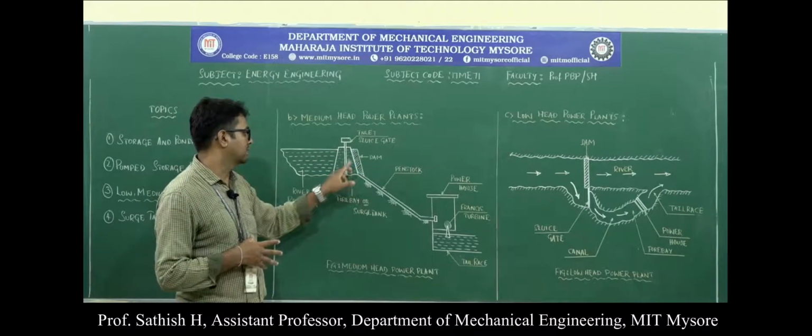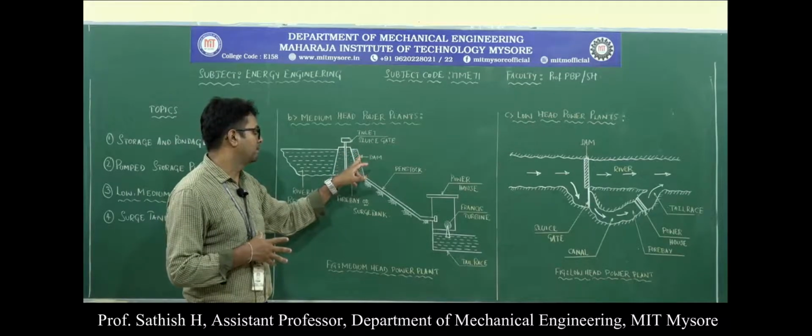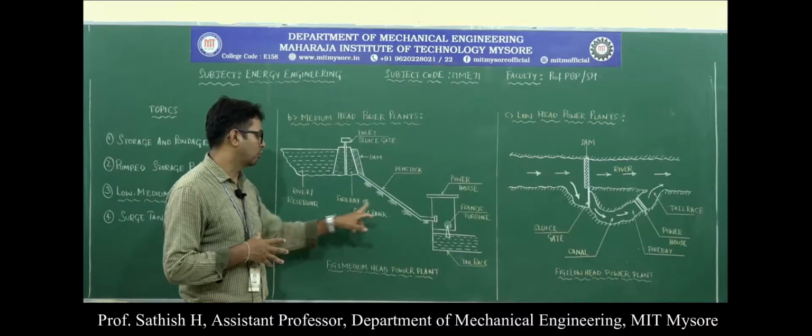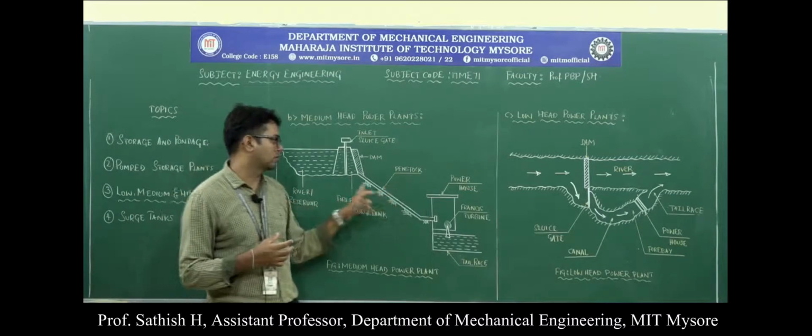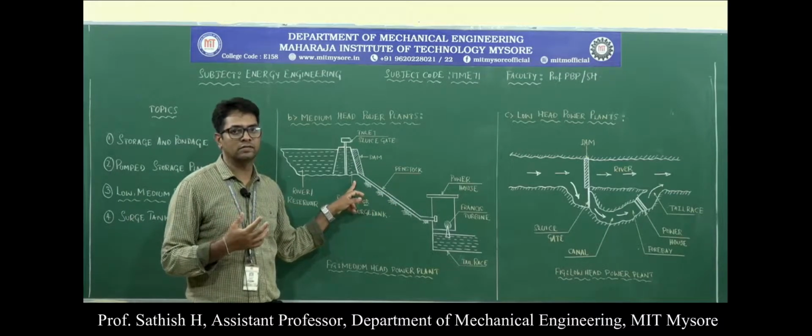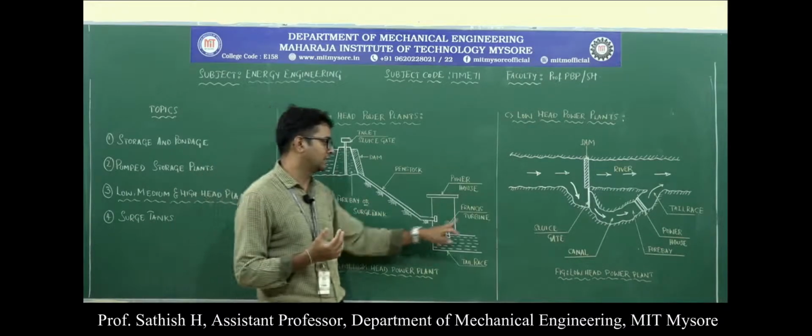And then there is a dam. Before that we have a forebay or the surge tank. As we know, we have a penstock which normally transfers the water from the reservoir to the inlet of the turbine.